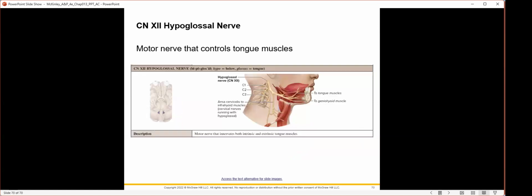Your last one, which is cranial nerve 12, is your hypoglossal nerve. Again, we see that word gloss for tongue, and it is a motor nerve that controls the muscles of the tongue.